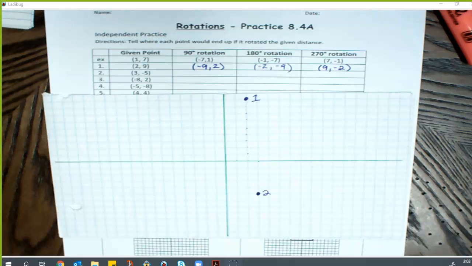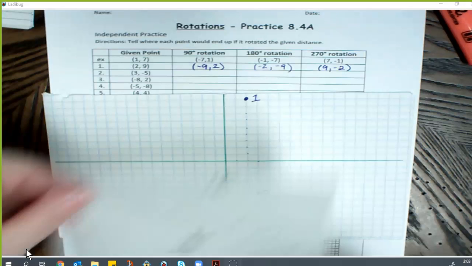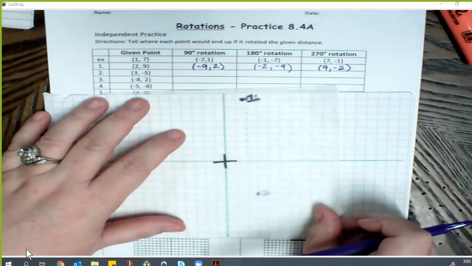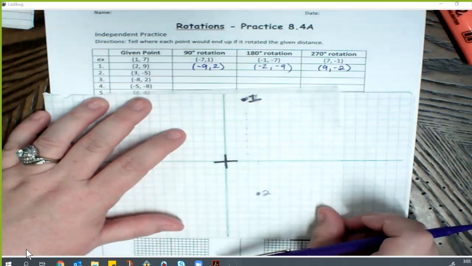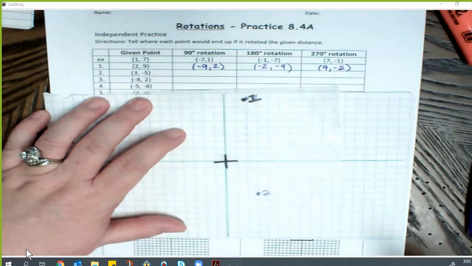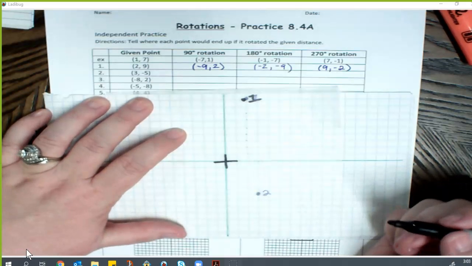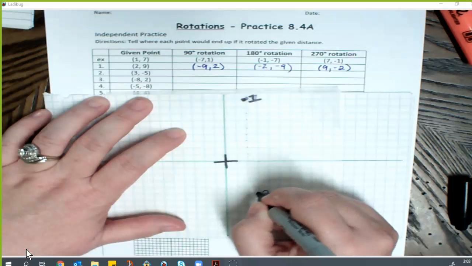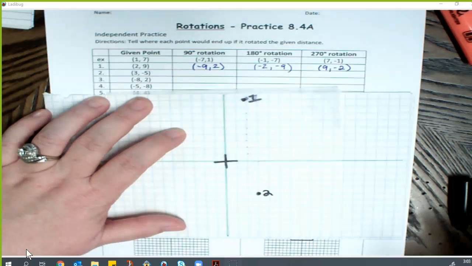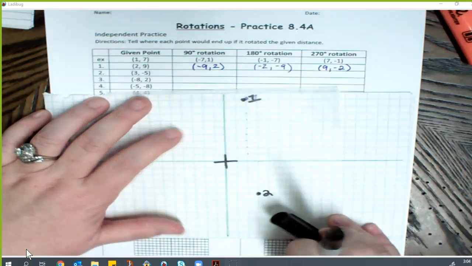But in order to rotate it, where do I also have to trace it? What do I have to use to trace it? The patty paper. Look, I can even use the same origin if possible. If you need to make a new origin, you can make a new origin. Point 2. Trace it on your patty paper.